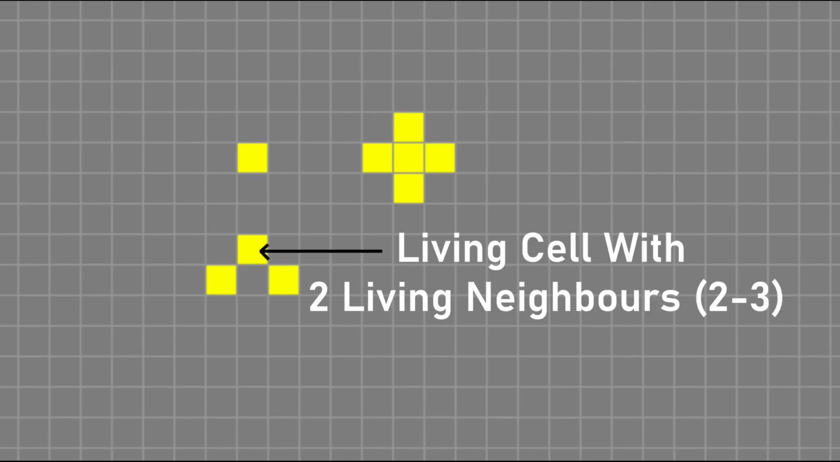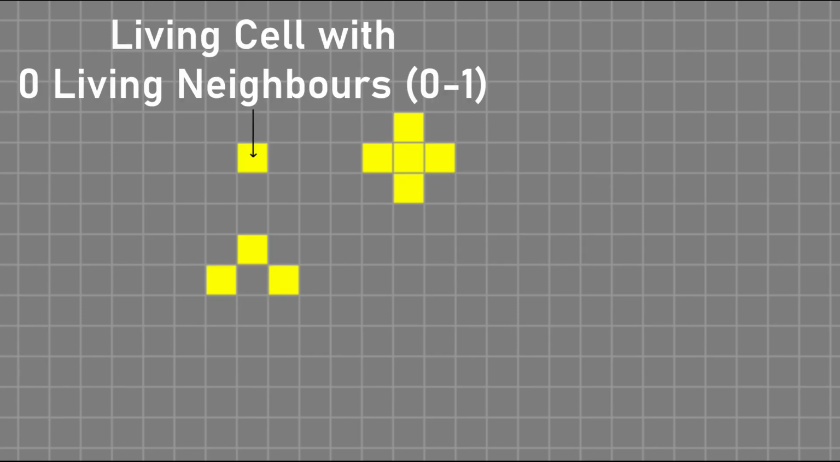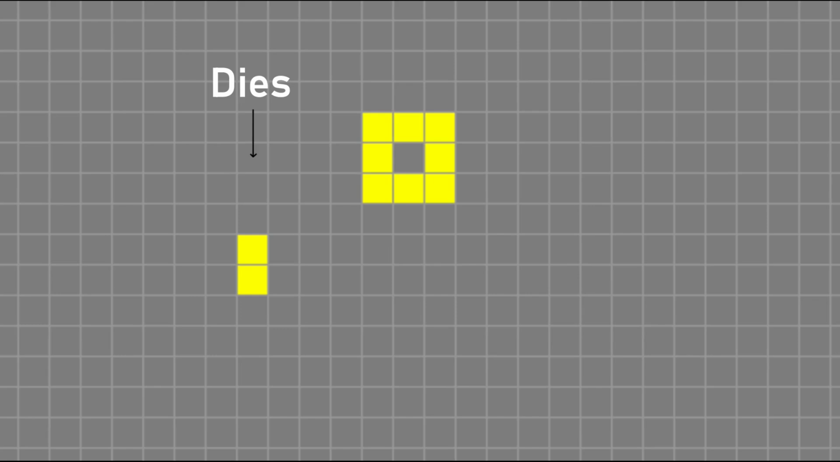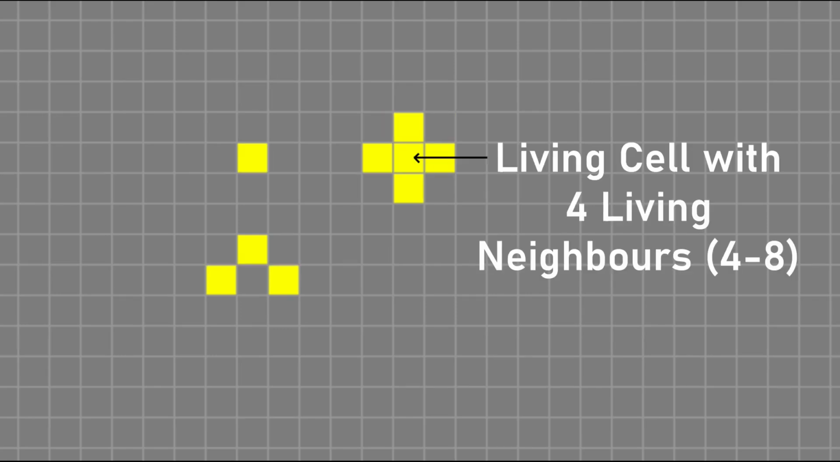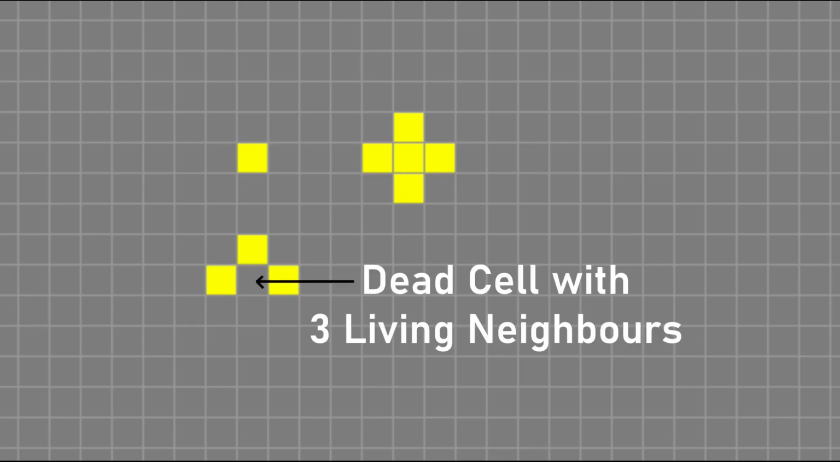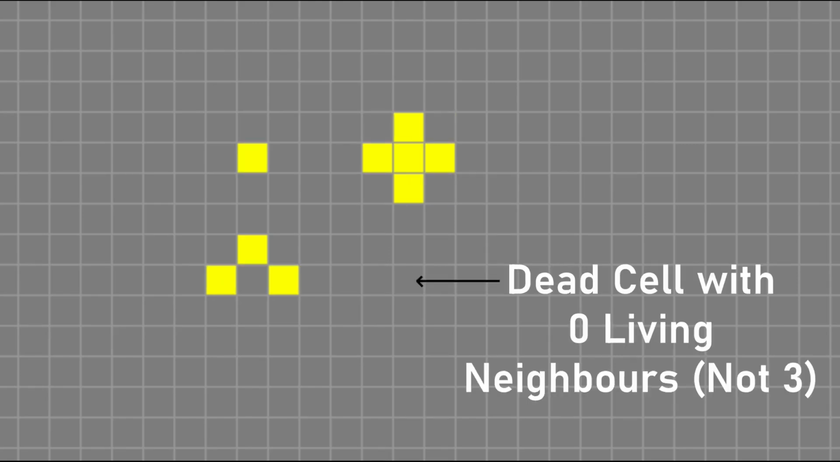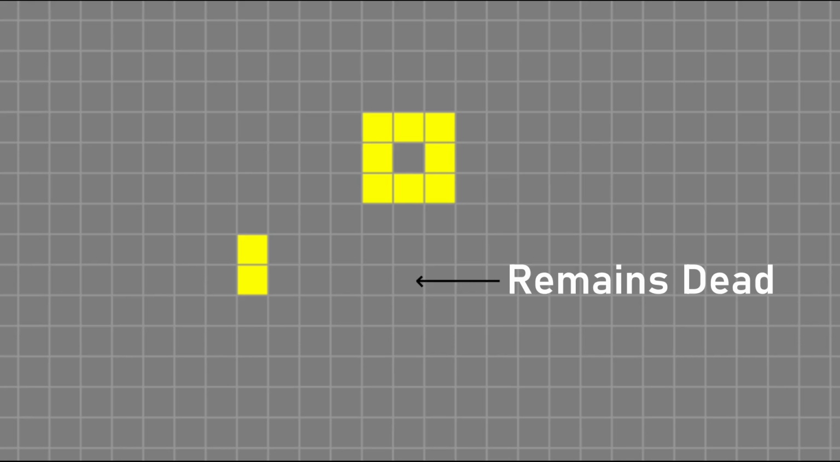This cell is alive and has 2 living neighbors, so it will stay alive in the next generation. This cell is alive and has no living neighbors, so it will die. This cell is alive and has 4 living neighbors, so it will die. This cell is dead and has exactly 3 living neighbors, so it will come to life. This cell is dead and has no living neighbors, so it will remain dead.